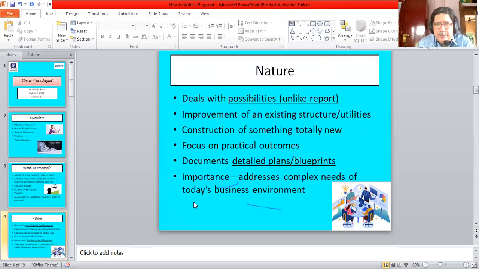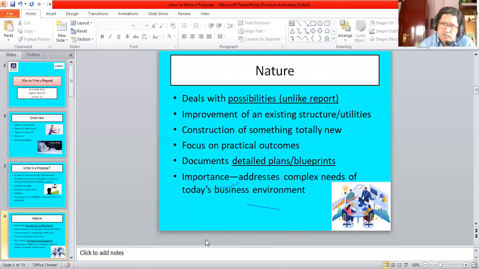Or it can be a construction of something totally new. Like I said, new outlets for my products. Obviously, it focuses on practical outcomes. It's very much practical in orientation, and it addresses the complex needs of today's business environment.